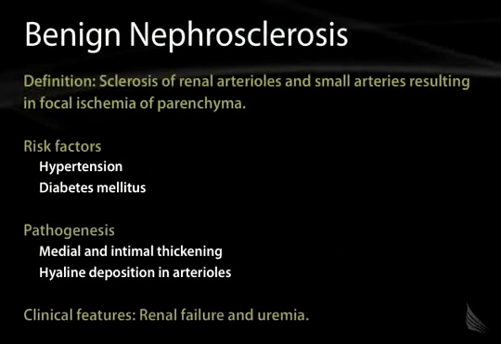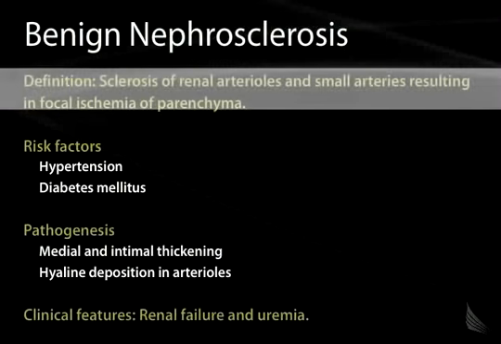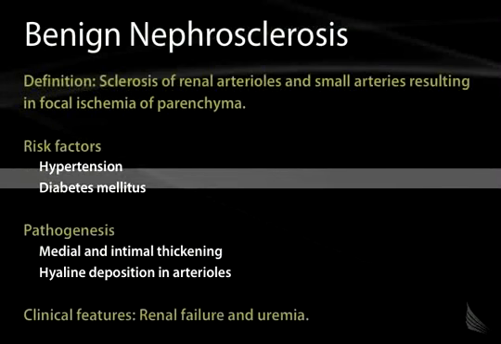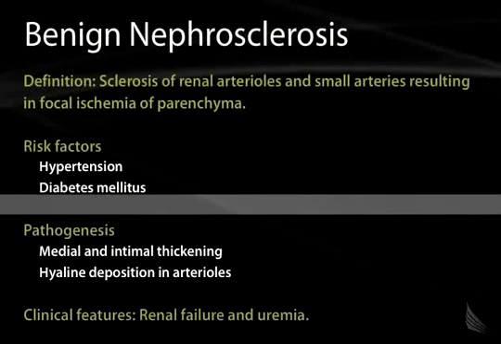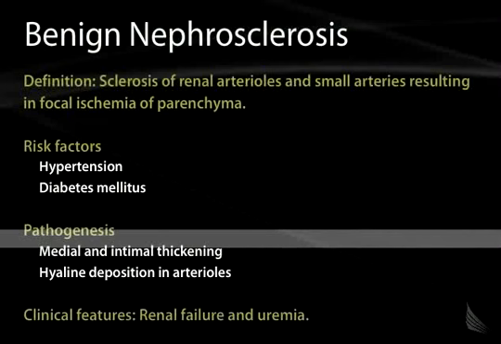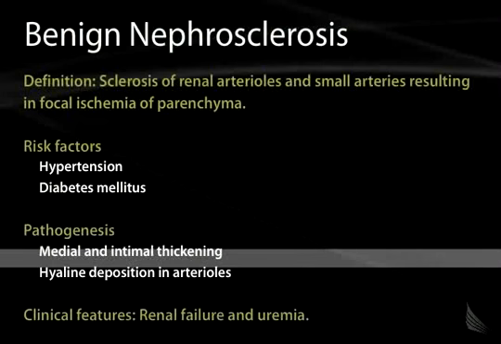Another type of disease that you can get in the vasculature of the kidney is what we call benign nephrosclerosis. This is sclerosis or hardening of the renal arterioles and small arteries, leading to focal ischemia of the renal parenchyma. Risk factors for this include chronic hypertension and diabetes mellitus, and we described this a little bit in the vascular pathology lectures as well. In this, you get thickening of both the tunica media and the intimal portion of the arterioles, and you get hyaline deposition in the arterioles.